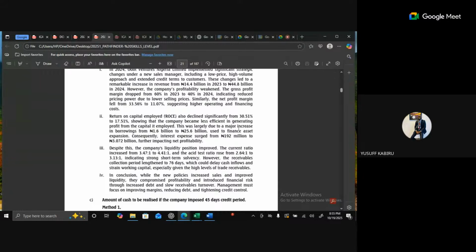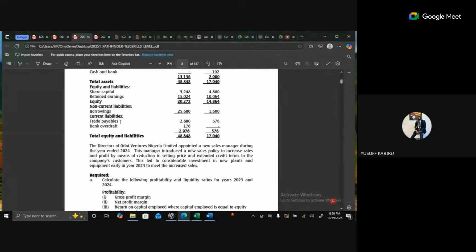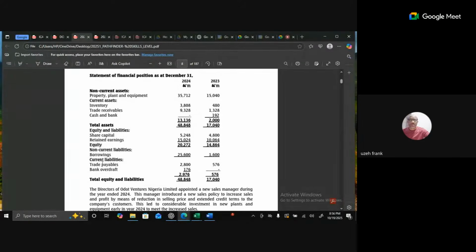This was largely due to an increase in borrowing, from 1.6 billion to 25 point, 25 point what? 6 billion. So you can see the margin of increase in our borrowing. Where is it, sir? On that non-current liability. So you can see the difference.